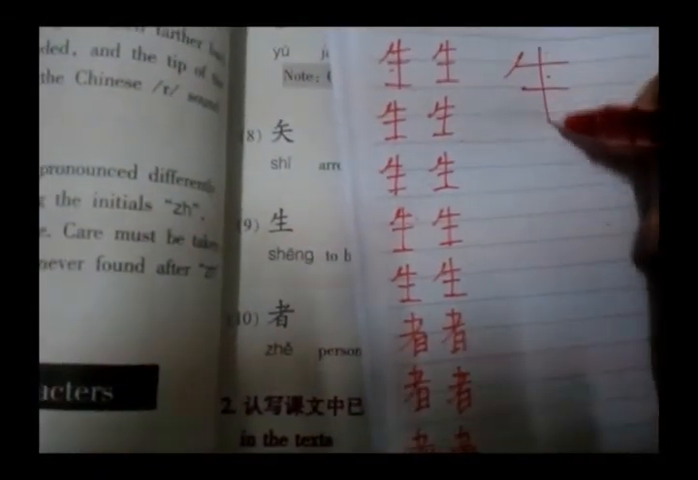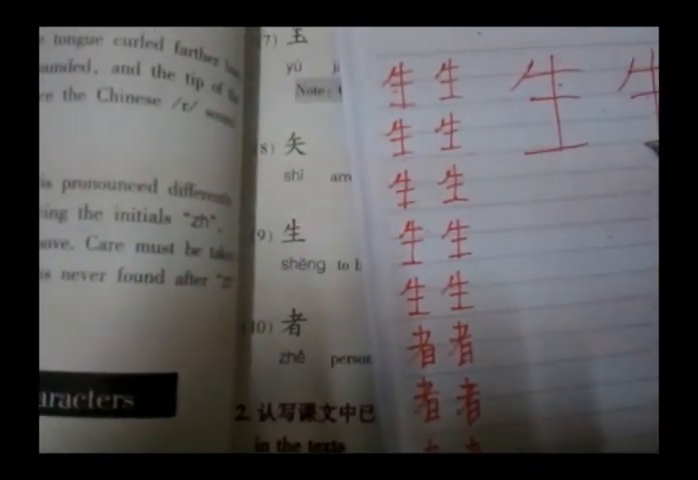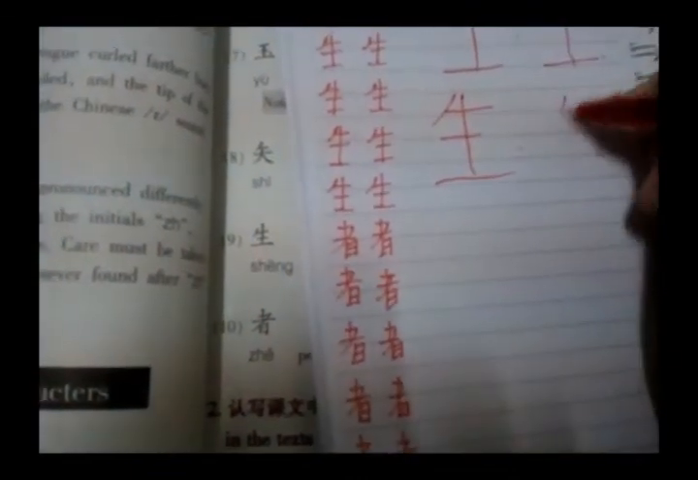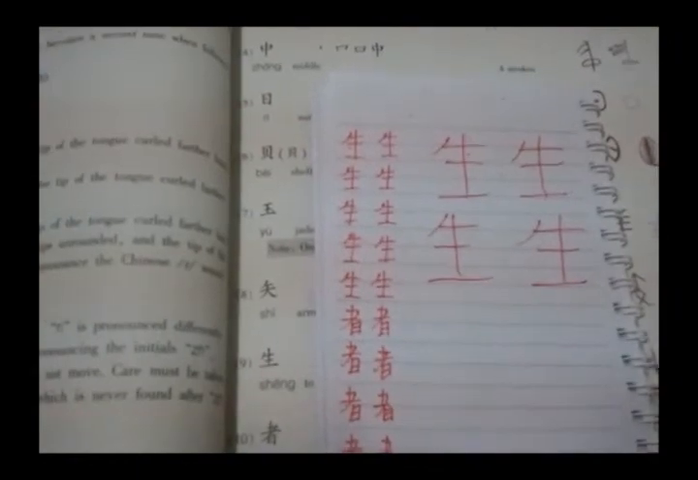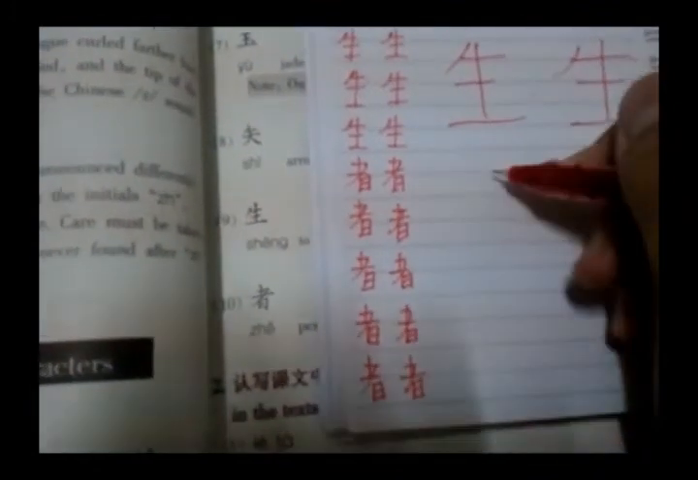Easy. 1, 2, 3, 4, 5. So if you are confused, it's better to review because some of the characters kind of look the same, especially the first strokes, so it might confuse you, so you better review.